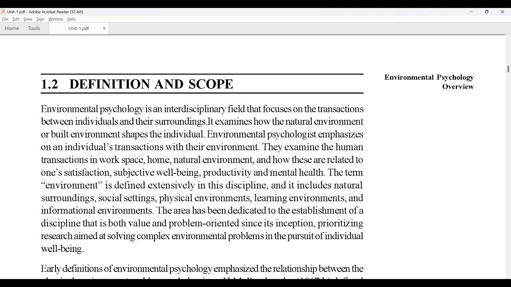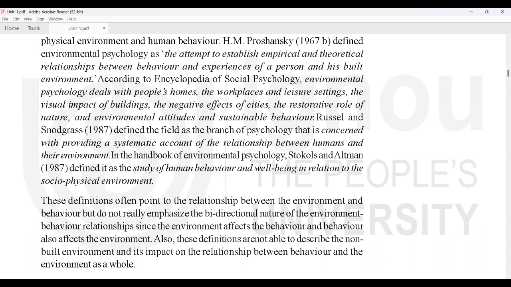Early definitions of environmental psychology emphasized the relationship between the physical environment and human behavior. H. M.